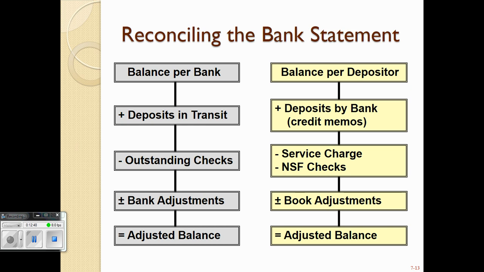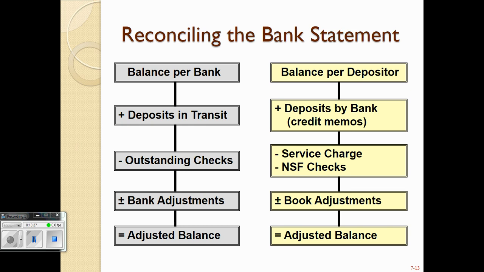Now going over to the right hand side, taking a look at your checking account, add deposits by the bank. Sometimes people will pay the bank directly, and you will not have written them into your checking account. Automatic deposits are the ones that come to mind for you and me, that sometimes we forget about. Then we subtract any service charges or checks for insufficient funds, and any book errors, any addition or subtraction errors, which give us our adjusted balance.